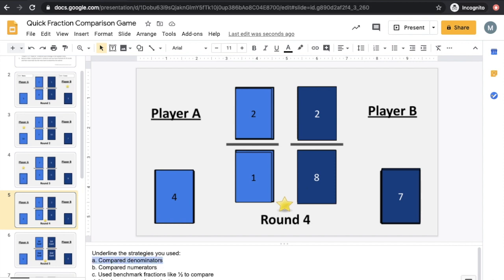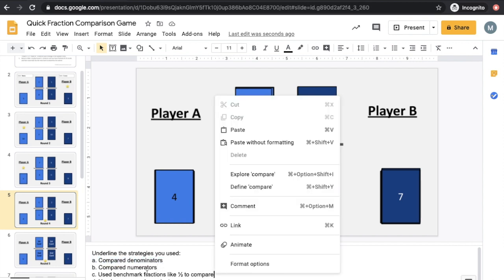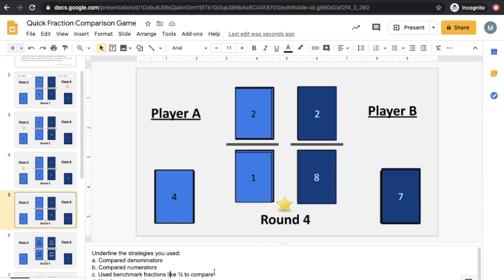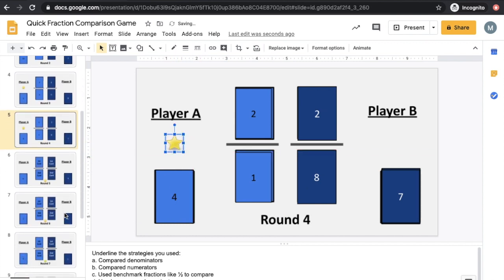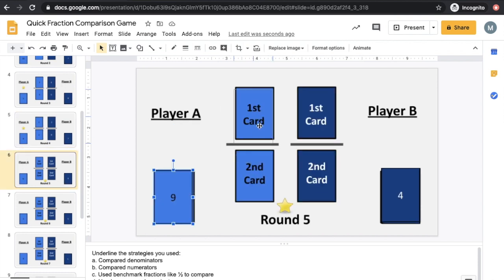We could also say we compared denominators. They're both strategies, right? Again, you can see why these are chances for students to really think through the meaning of fractions and how strategies for comparing them. Okay, so we're just going to skip ahead.